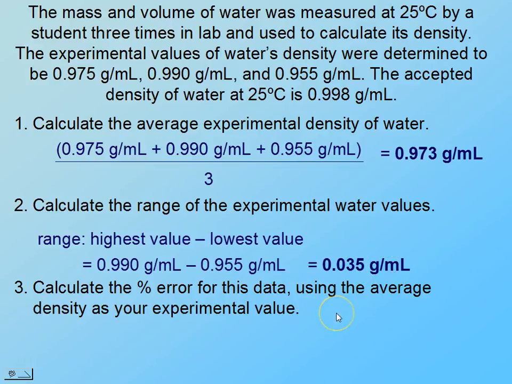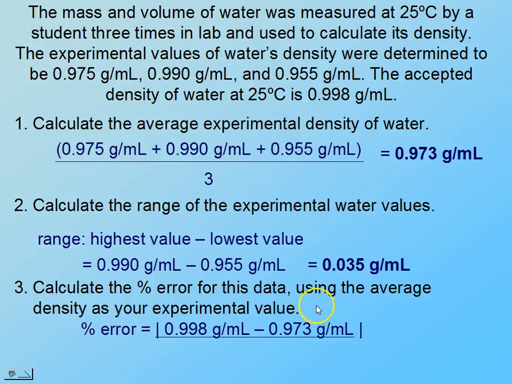And finally, percent error, accepted minus experimental. Our accepted was the 0.998. Our experimental, we're going to use the average. That's what it tells us to do. And typically, if we have more than one measurement, we're going to always use our average value for our experimental data. And we divide that by the true value, the 0.998.